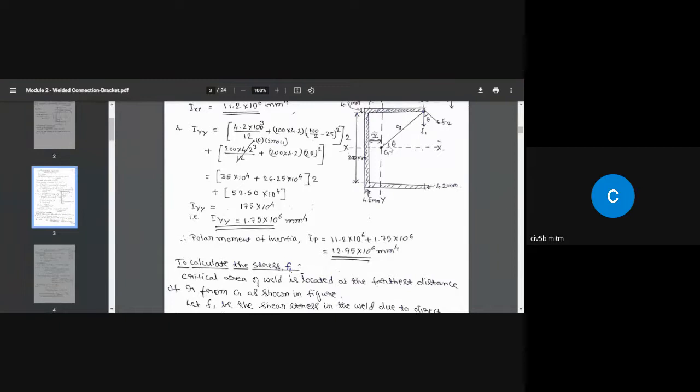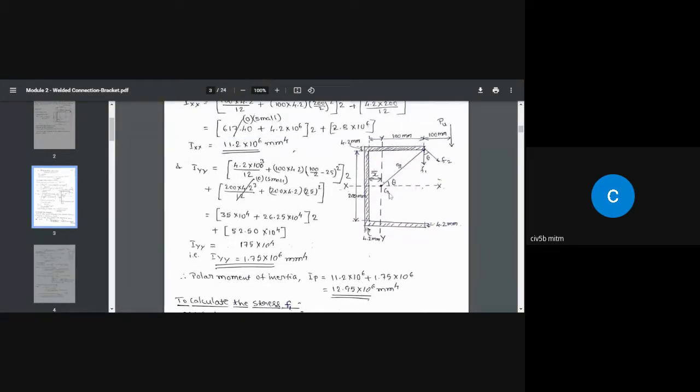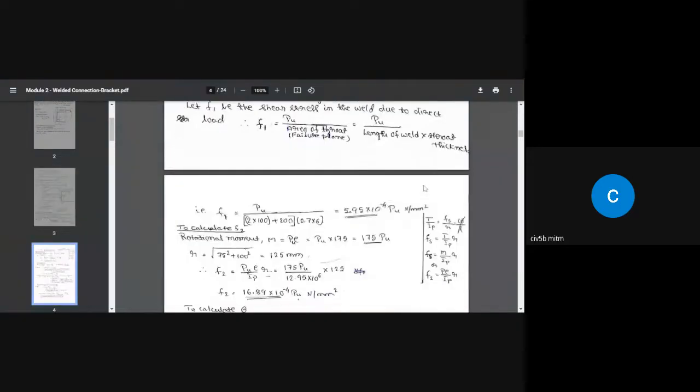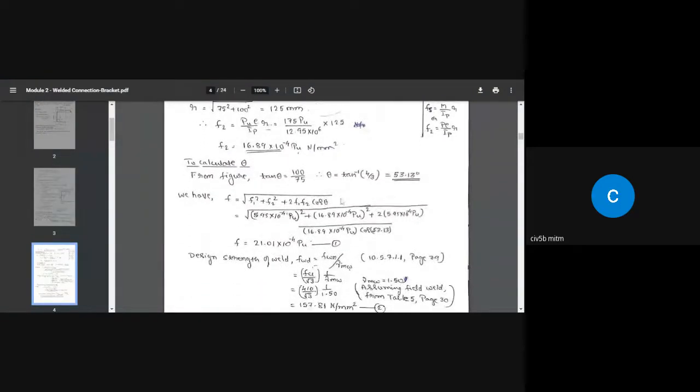Okay, find out what is theta from this triangle, because we know all the values. Tan theta equal to opposite side, which is 100, divided by the horizontal distance, that is 75 millimeter. So if you look here, that's what I have done, 100 by 75. Therefore, theta equal to 53.13 degree.